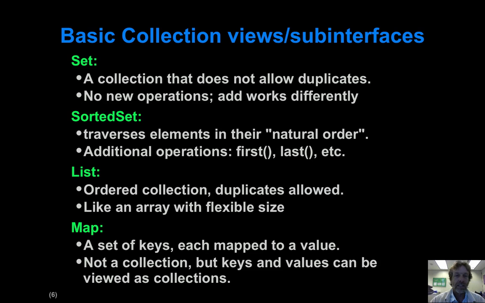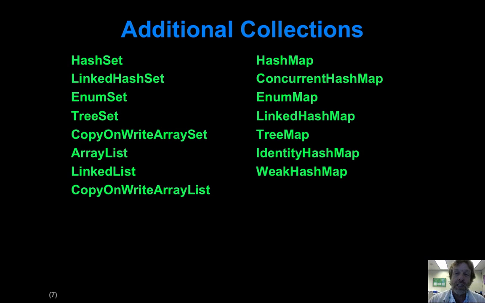But there are sub-interfaces of the collection interface. I guess it's an interface, such as set, where there are no duplicates, sorted set, where there are no duplicates and there is an ordering imposed on the elements of the set. There's a list, which is ordered but can have duplicates, and then there's a map, which is a collection of keys and values. And there's a whole bunch of other ones as well. You've got stuff to support concurrency.